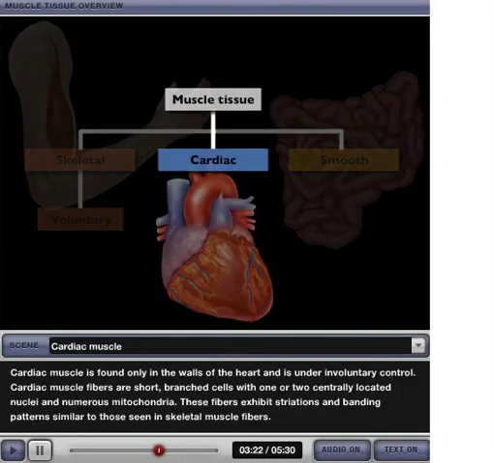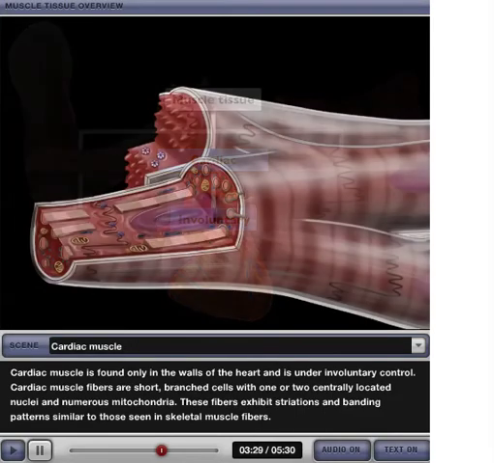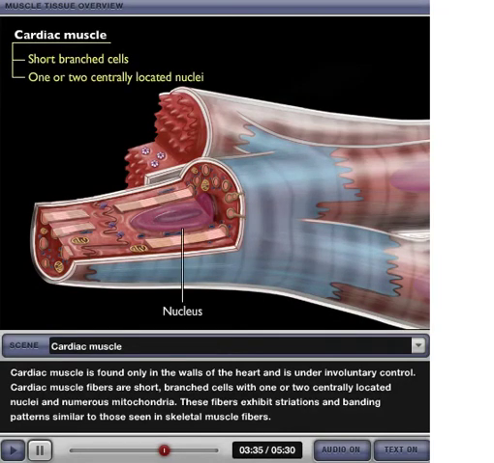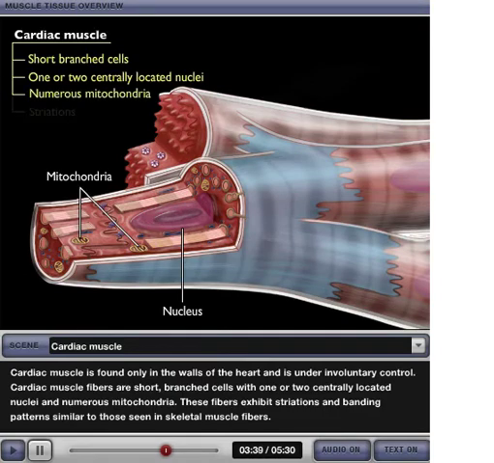Cardiac muscle is found only in the walls of the heart and is under involuntary control. Cardiac muscle fibers are short branched cells with one or two centrally located nuclei and numerous mitochondria. These fibers exhibit striations and banding patterns similar to those seen in skeletal muscle fibers.